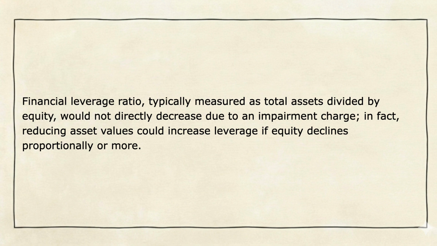The financial leverage ratio, usually calculated as total assets divided by equity, wouldn't drop immediately because of an impairment charge. In fact, if asset values decrease while equity also decreases, the leverage might even go up, especially if the equity decline is greater than the asset decline.